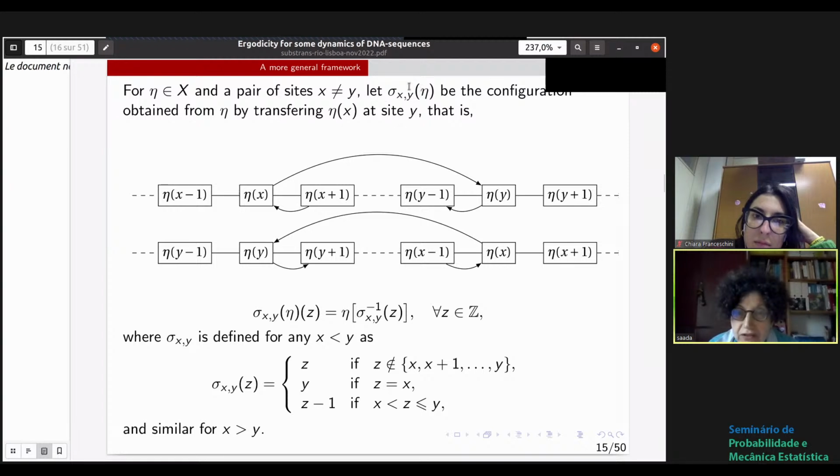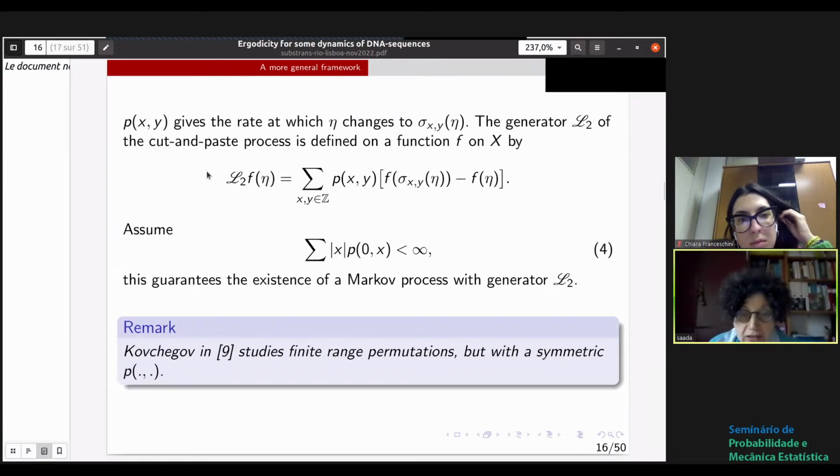So we denote by sigma xy of eta the fact that eta x goes to site Y. So it could be to the right or to the left, like this. So that's this sigma xy. And so this is the generator of this cut and paste model. So pxy here gives the rate of change from eta to sigma xy eta. We assume this so that the dynamics exists.